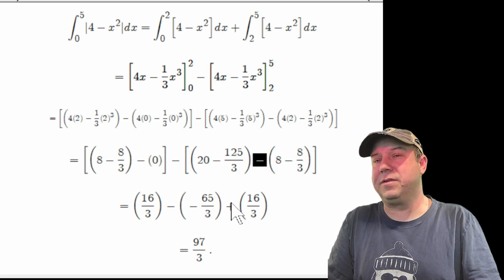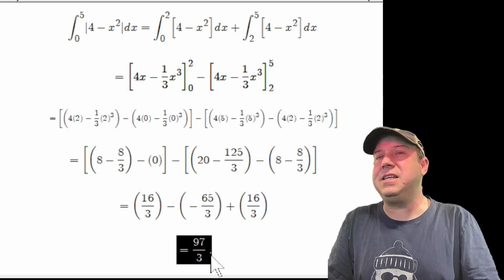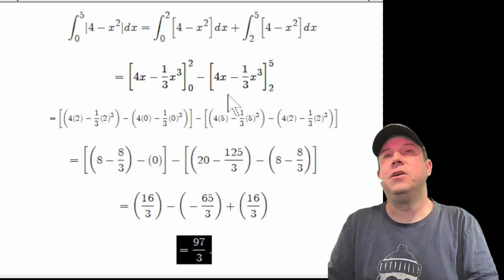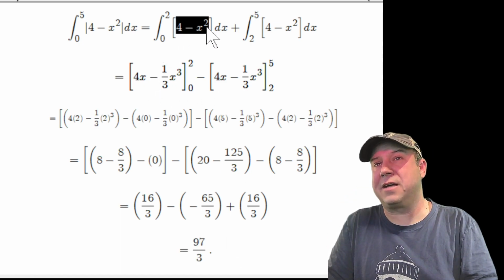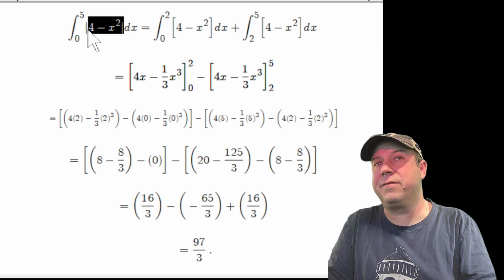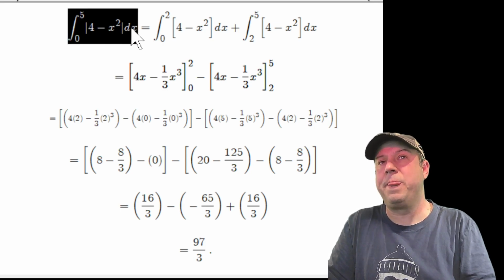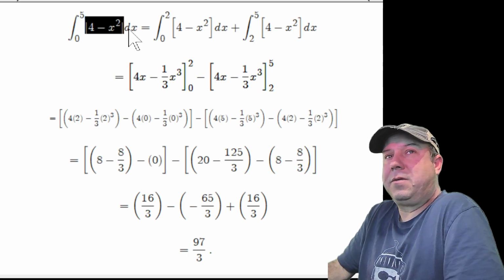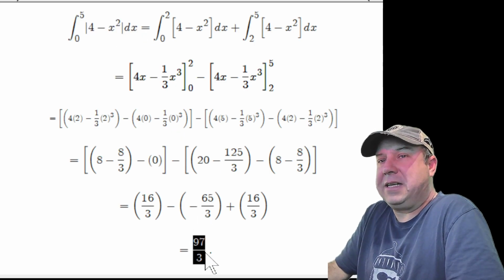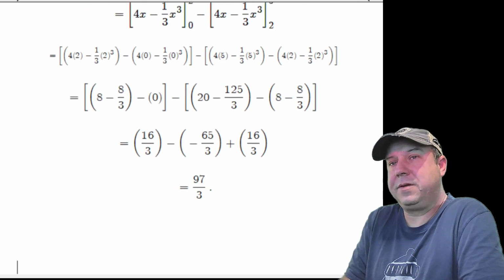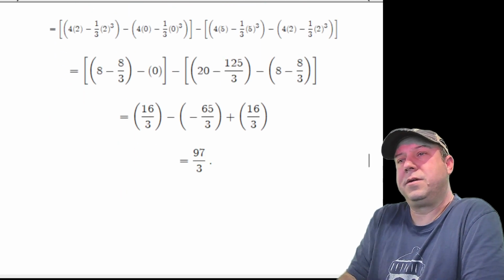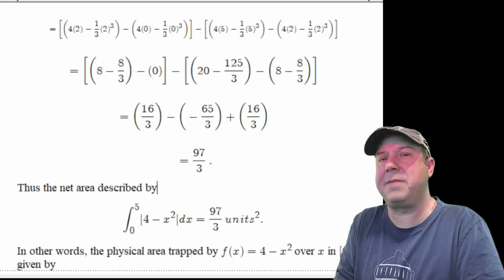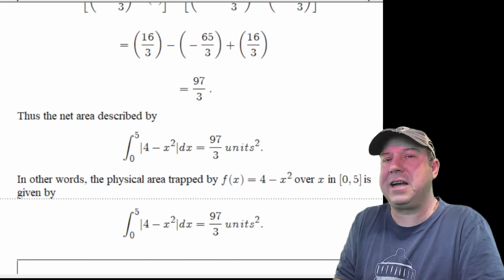fraction positive. So we end up with 97/3 as the physical area of space trapped by the function 4 minus x squared, or what would be the net area for the absolute value of 4 minus x squared. All right. That would be 97/3. I do think I just conclude that result here. Thus, the net area described by the absolute value function is 97/3.